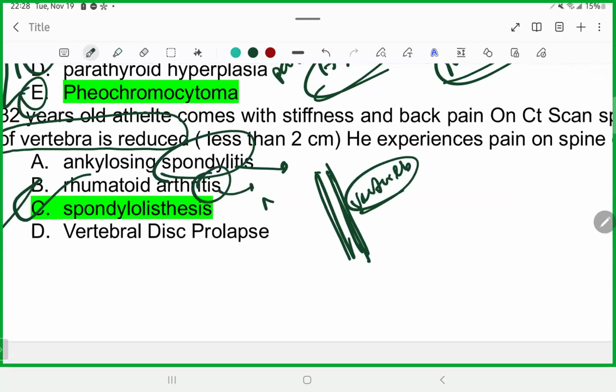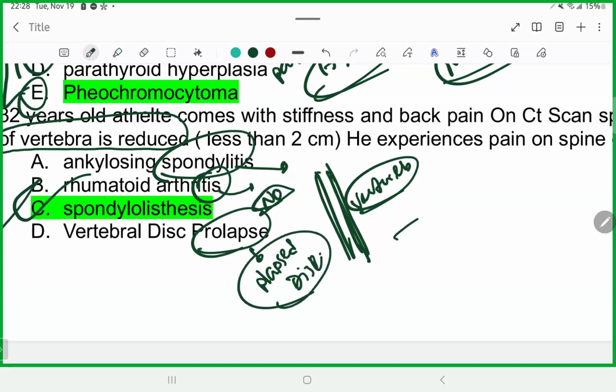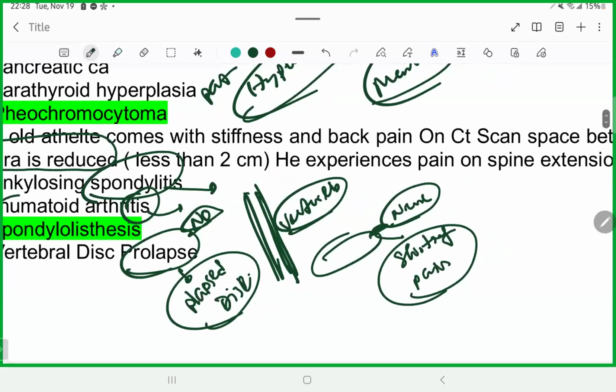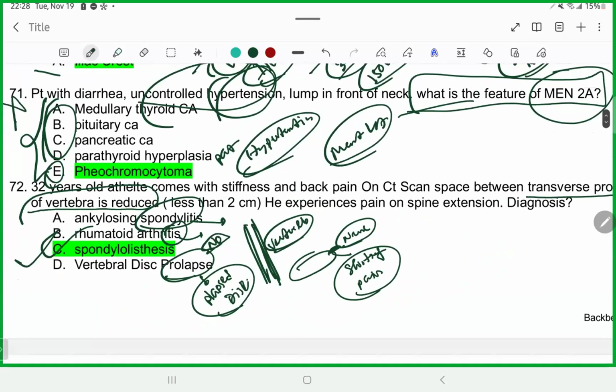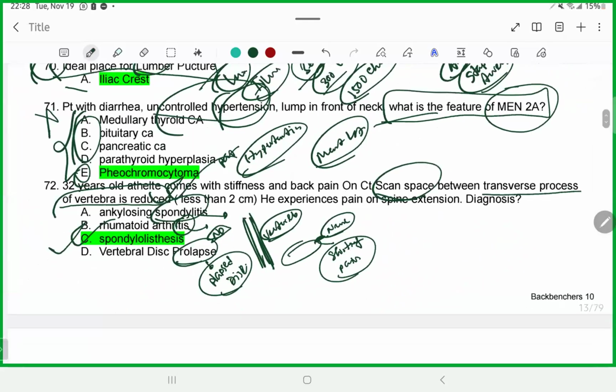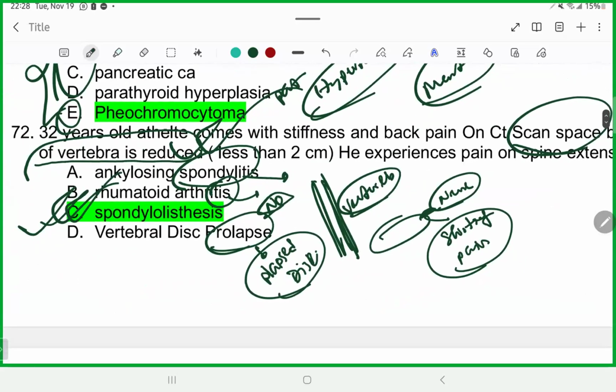Rheumatoid arthritis? No, they will not give you this scenario for rheumatoid arthritis. Never. Vertebral disc prolapse? No, they will tell you that there is a prolapsed disc on MRI. Now, if a disc is prolapsed, that will compress a nerve, and they will tell you about a shooting pain along the distribution, but they didn't say it. They just said that the space between the transverse processes of the vertebrae is reduced. So that is spondylolisthesis. We have a picture of spondylolisthesis. Just see it, you will understand it. This is not so hard.